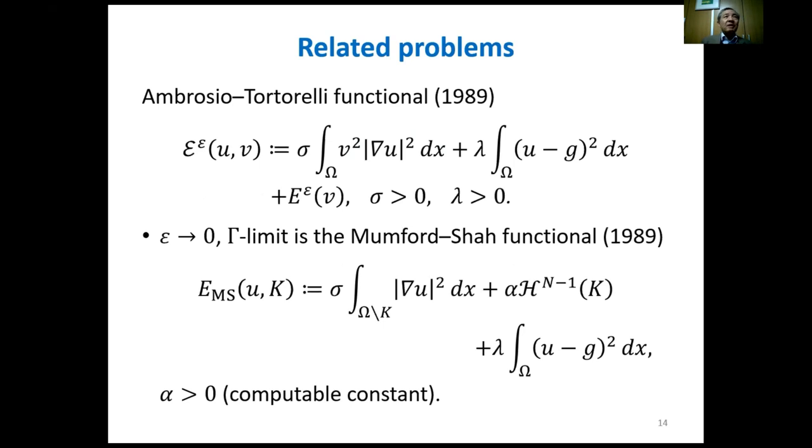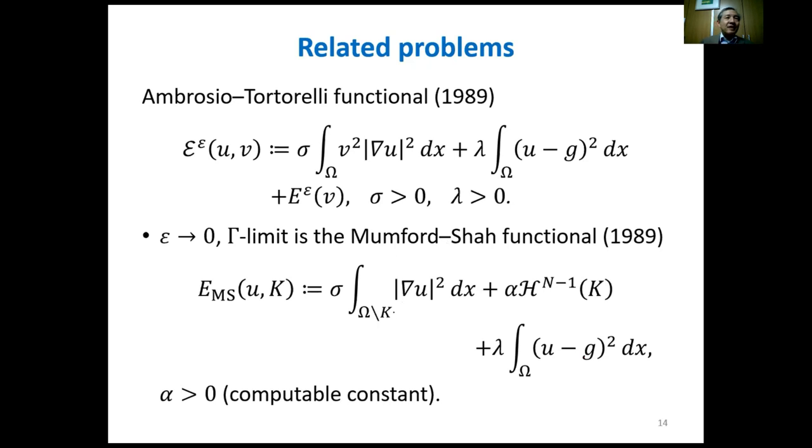Okay, let me mention some related problem, which is well studied. This is what is called Ambrosio-Tortorelli functional. And this is actually proposed to approximate the Mumford-Shah functional. The Mumford-Shah functional is the following. The variables are U and K. K is a set, alpha is a constant, and there is the H^{N-1} measure of K, and in omega outside K, we have Dirichlet energy, and this is a fidelity term, G is given.